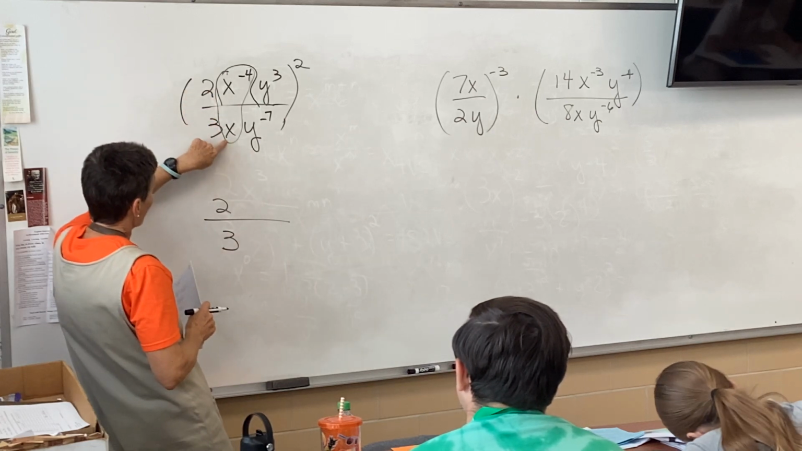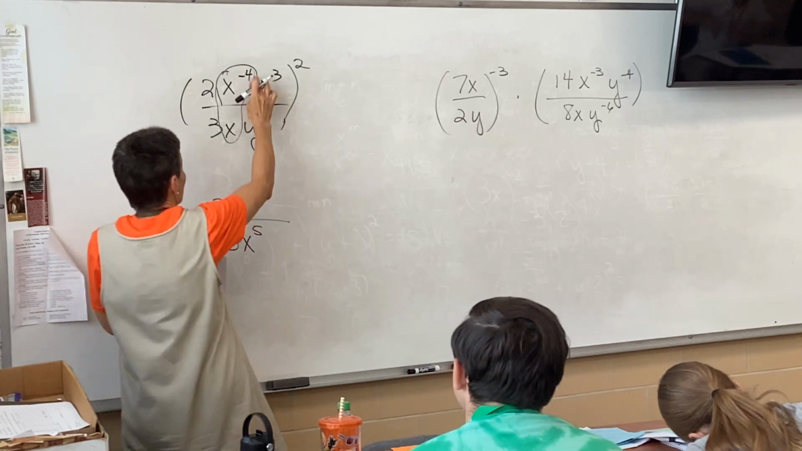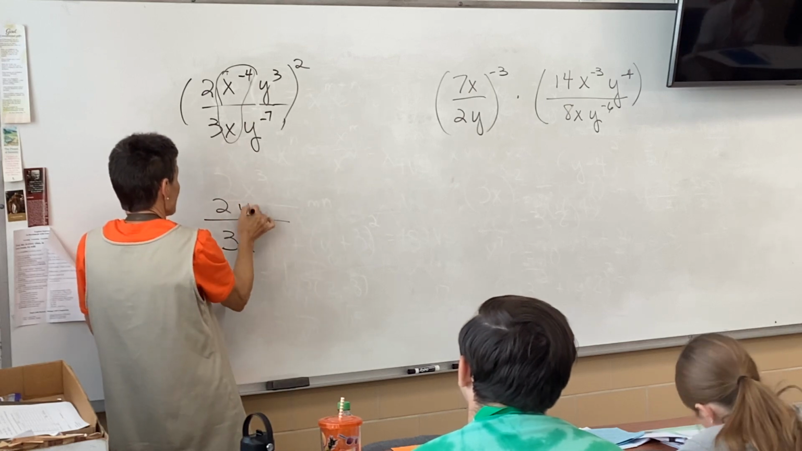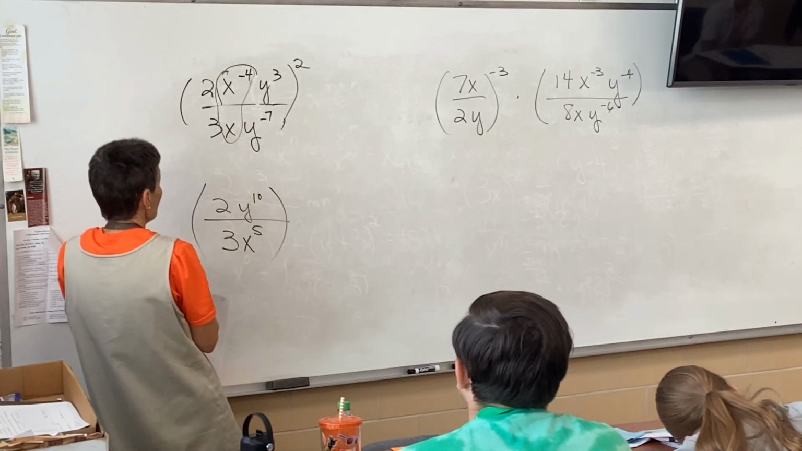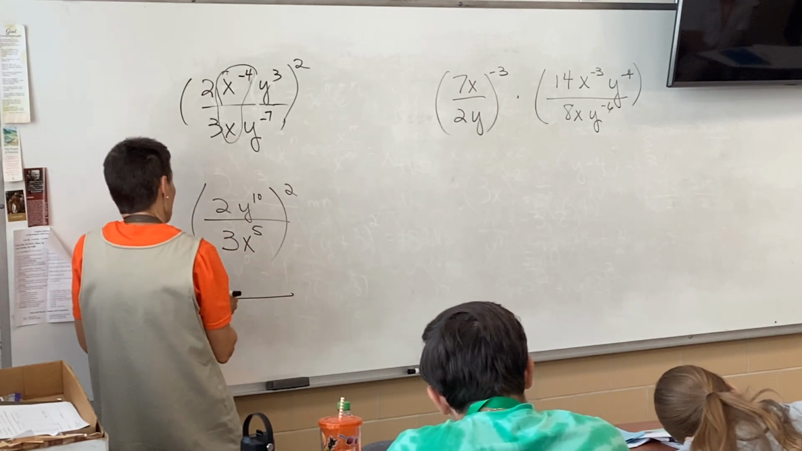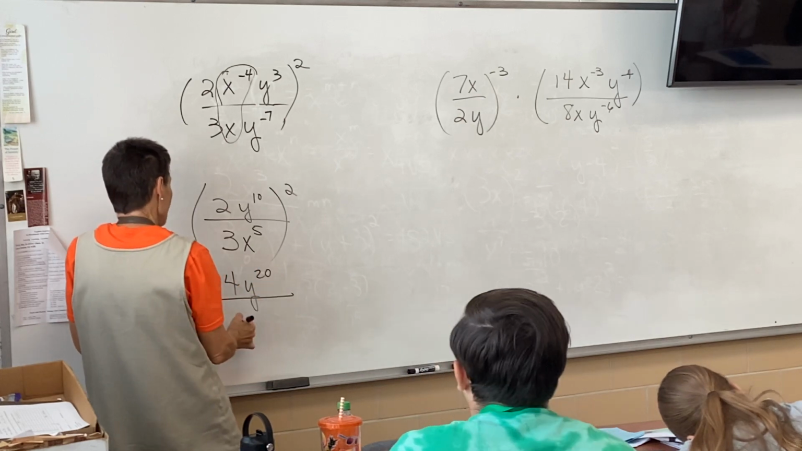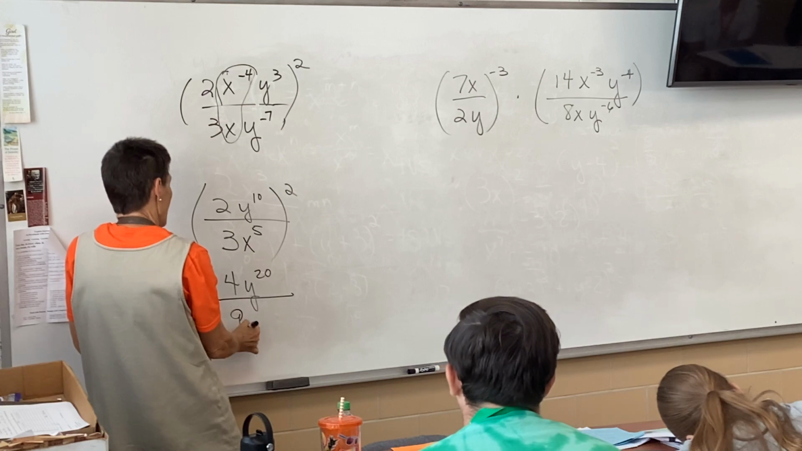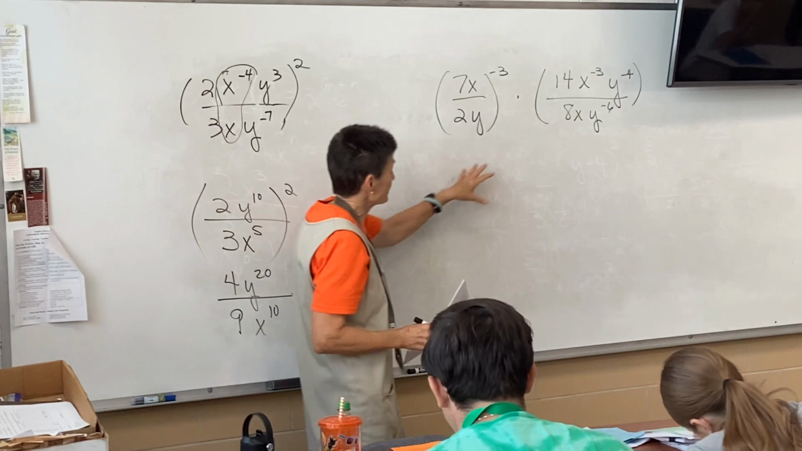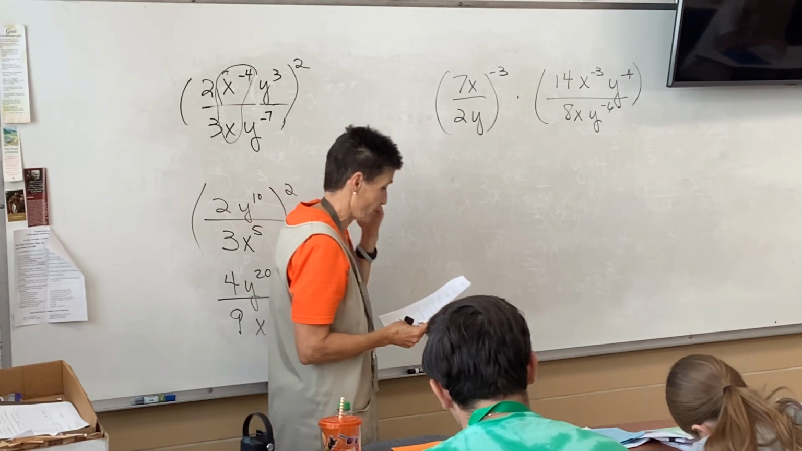These are gonna come down, so I have x to the 5th, does that look better? Yeah. And then these are gonna come up, so I'm gonna have y to the 10th. Does that look okay? And now I got a square the whole shebang. So what am I gonna end up with? 4y to the 20th over 9x to the 10th. Perfect. Before I start, did I copy that one right? I thought I double checked both of them, but I can't remember.